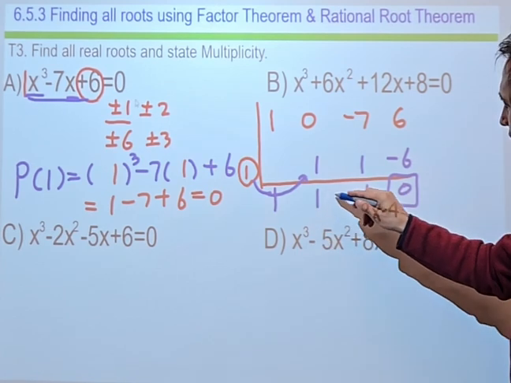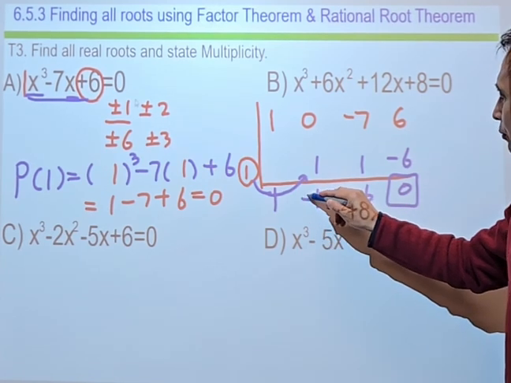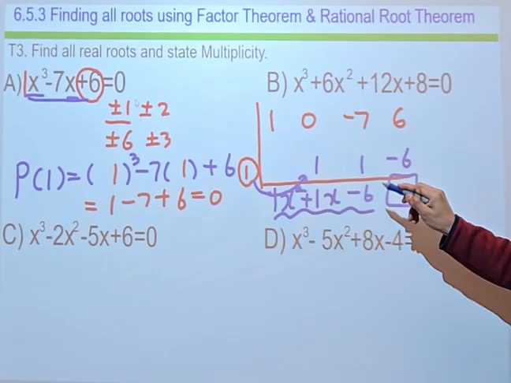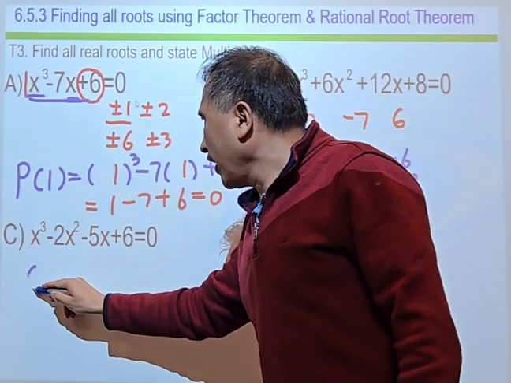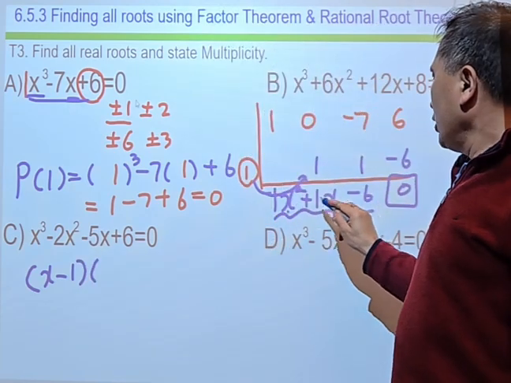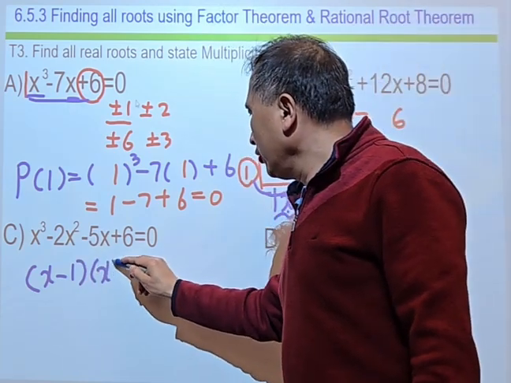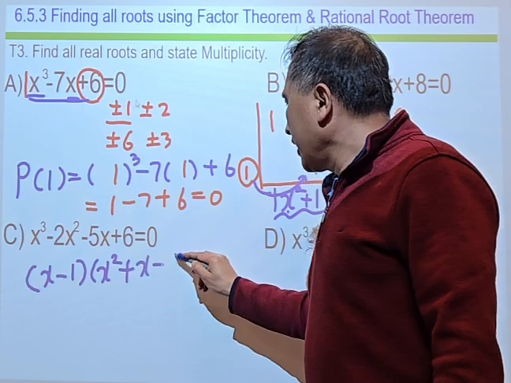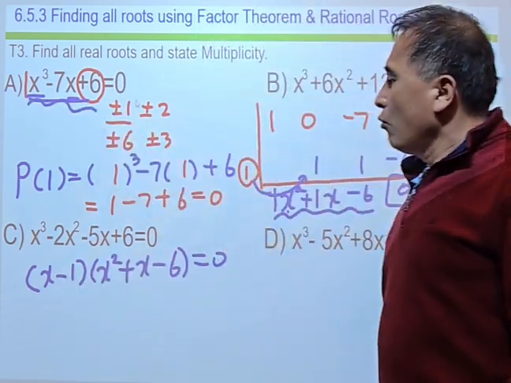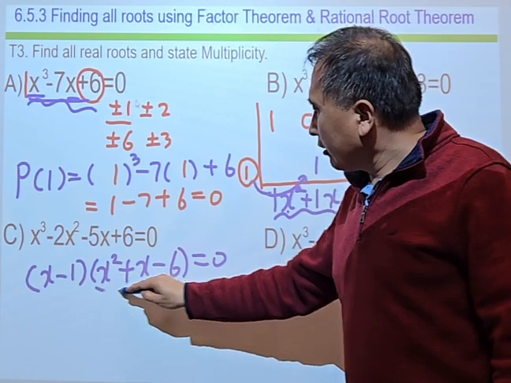So this is the constant, and we put the first degree and second degree. This is the quotient, which means x minus 1 is a factor, and the other factor is x squared plus x minus 6. I can factor this one. Wow, this is a quadratic trinomial.